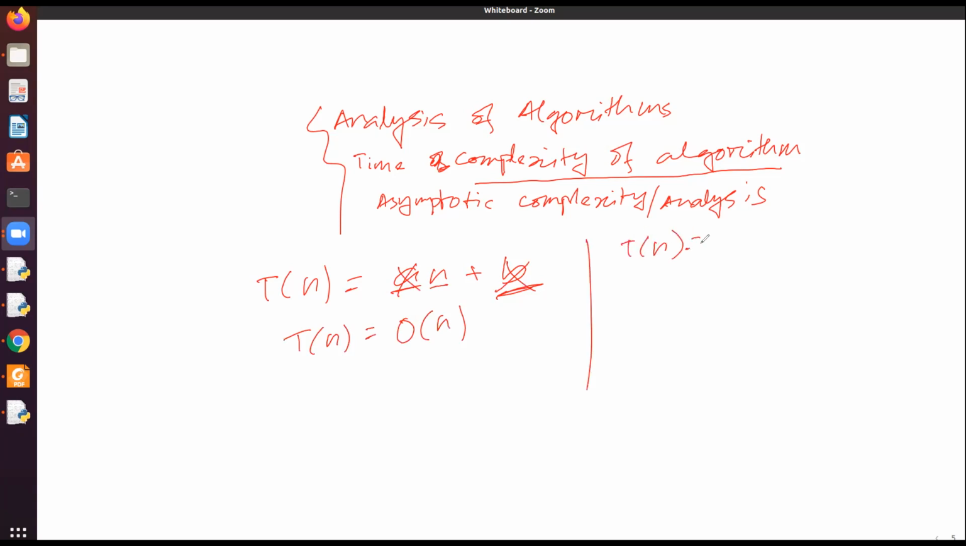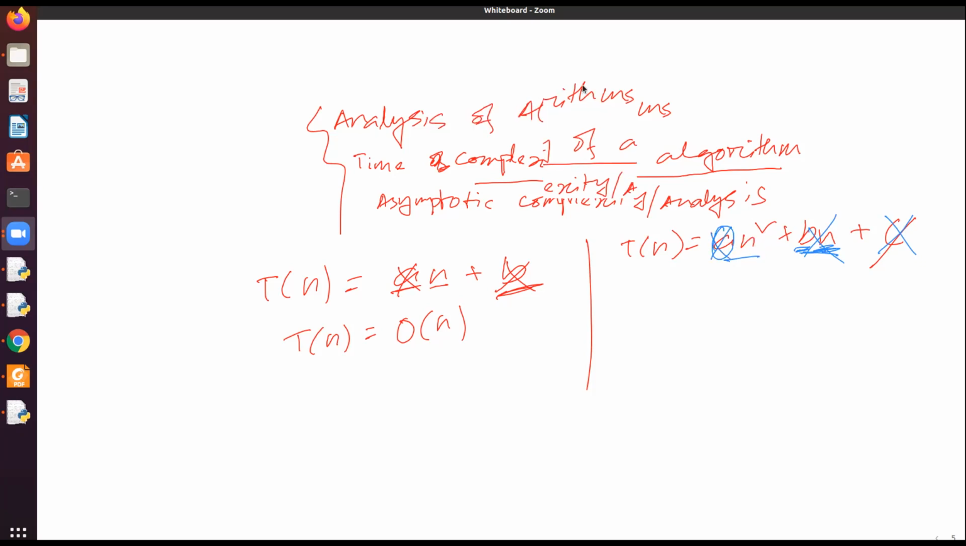Again, let me show you. If T(n) is equal to an squared plus bn plus c, you should disregard this constant. Which one is higher order, n or n squared? n squared is the higher order term. So you should ignore all lower order terms and their coefficients. n is the lower order term, and this is the coefficient of n. You should also disregard this. You should also disregard the coefficient of the highest order term, and just keep the highest order term alive. And you should write T(n) is equal to big O of n squared.